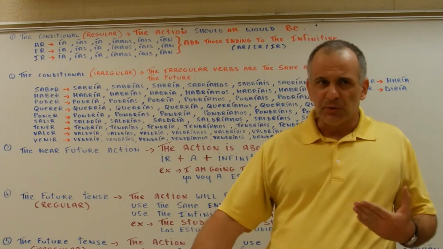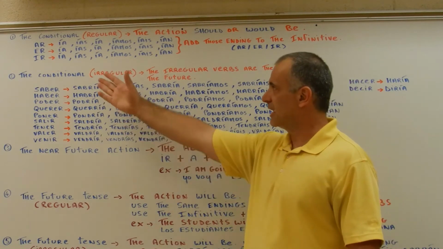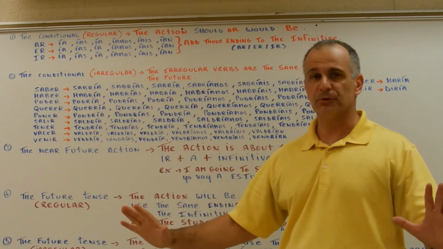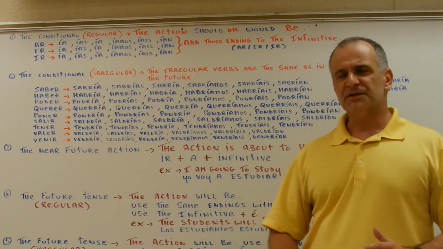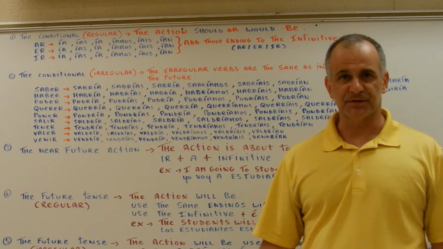Irregular means that you're not going to take your infinitive and add those endings to it anymore. This is not going to work, okay? It's going to be a lot like the future tense. Go back to the videos about the future tense, the irregular.